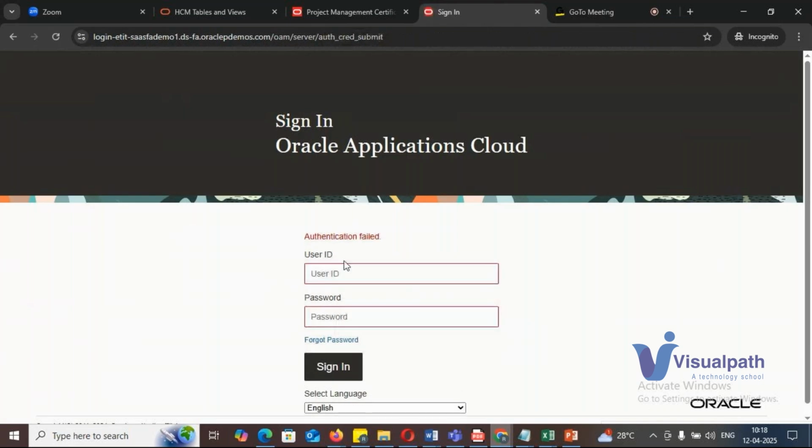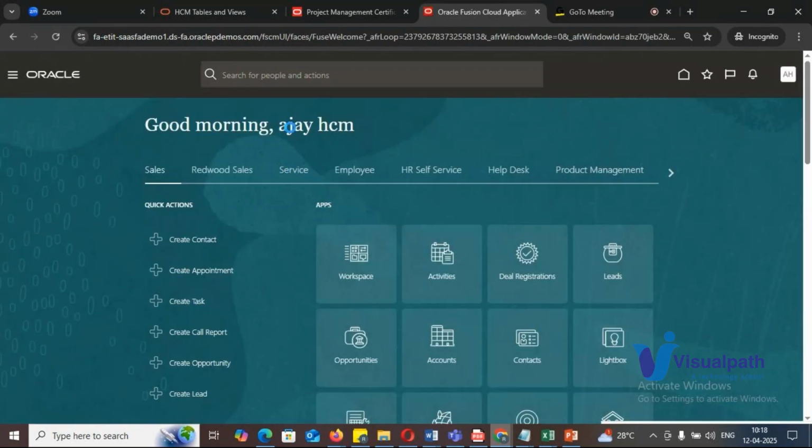Sorry, HCM. Yes. Now log in with the new user. Everyone has to create a user ID like this in the applications, and everyone can create this user and practice on these applications. Based on the regular sessions, you can start with the application. This is the springboard, basically. This is the home page.